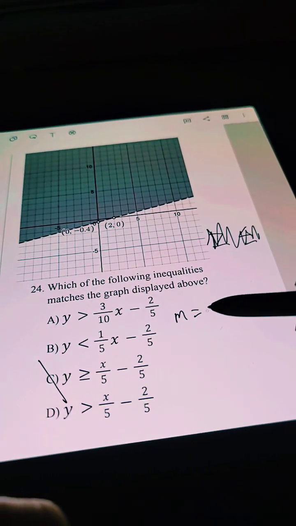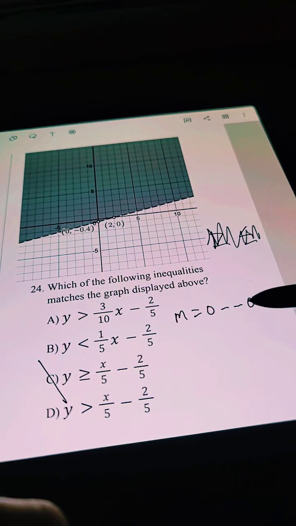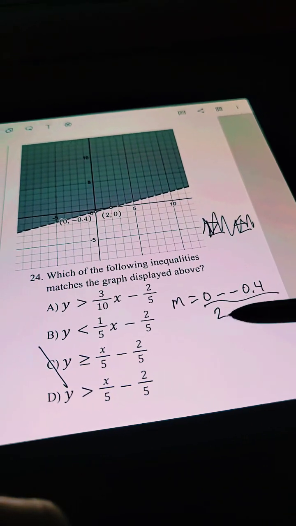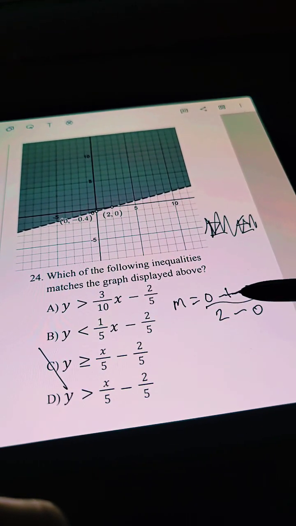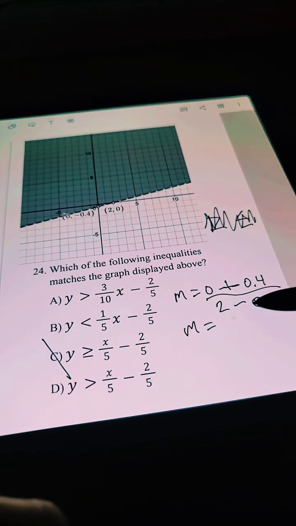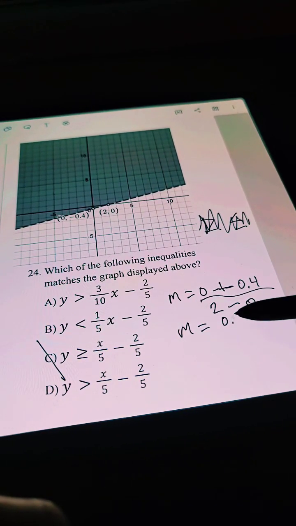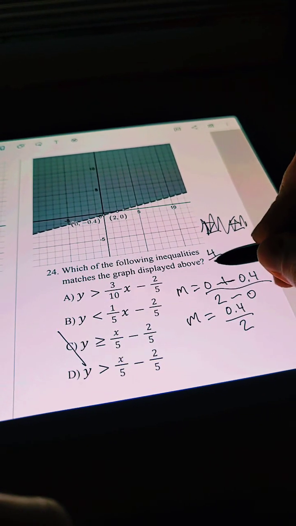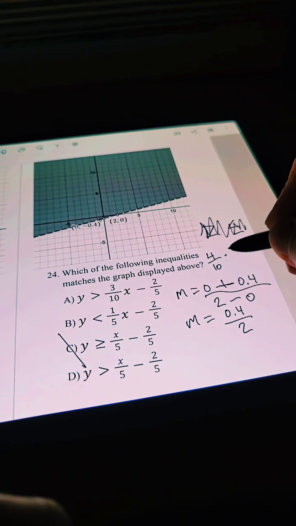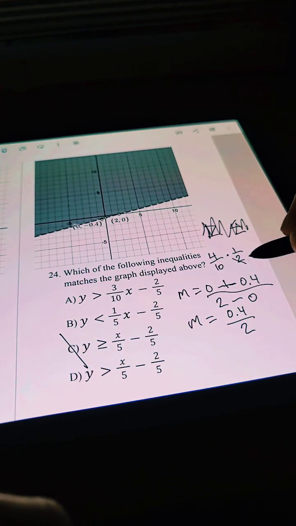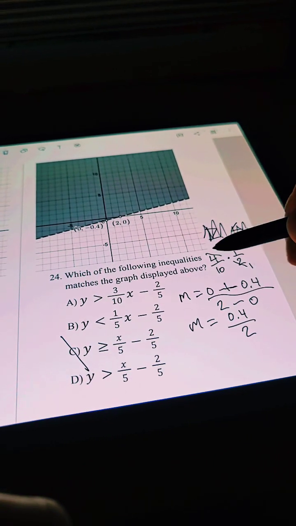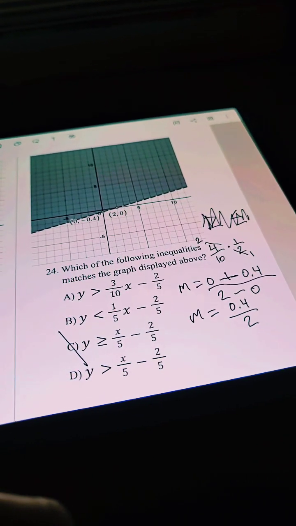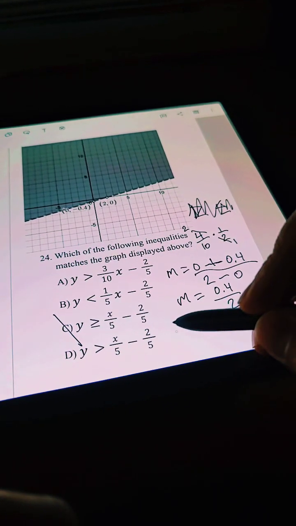So I'm going to do 0 minus negative 0.4, because I'm subtracting the y's and putting that over the subtracted x's. So then that would be 2 minus 0. Minus and minus is adding. So then the slope should be 0.4 over 2. Or that's also like 4/10 divided by 2, which is the same thing as multiplying by 1/2. So 2 goes into 2 one time. It goes into 4 2 times. So it would be 2/10, which is also 1/5. So we know that our slope is 1/5.